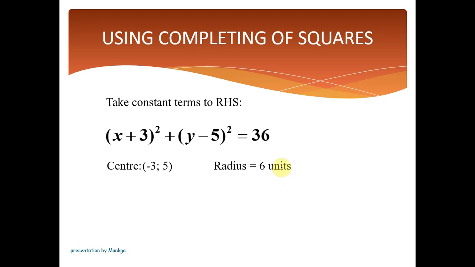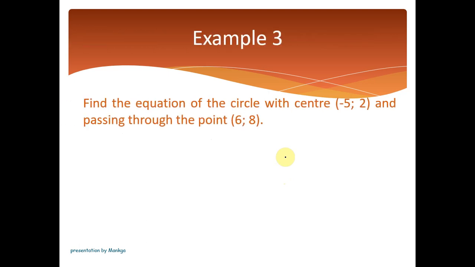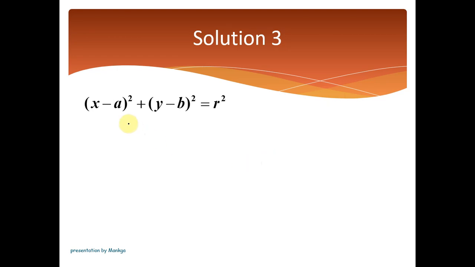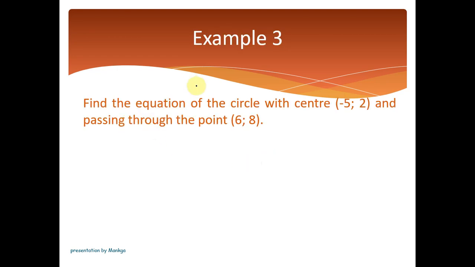Then secondly, let's go and look at another example. The example here says find the equation of the circle with the center negative 5 and 2 passing through a point 6 and 8. So one of the most important things, we have two things. The center here is what? Negative 5 and 2, the center of the circle. Then a point, it's 6 and 8.